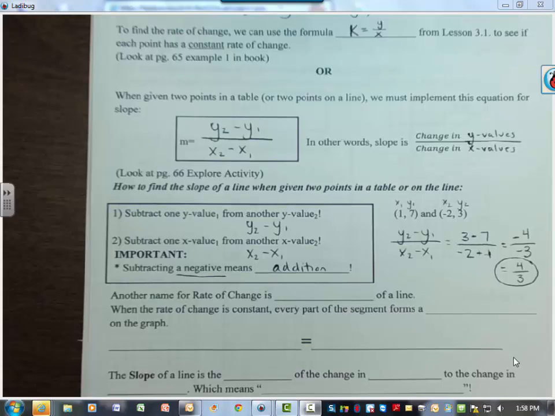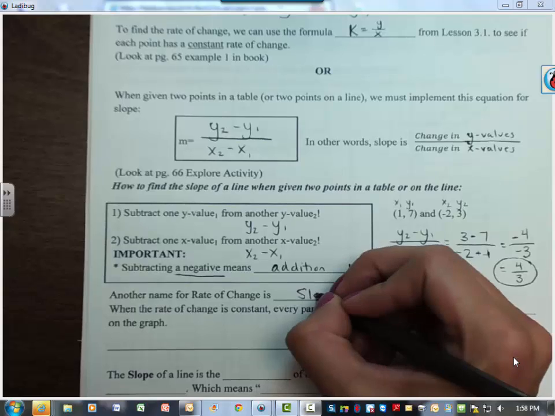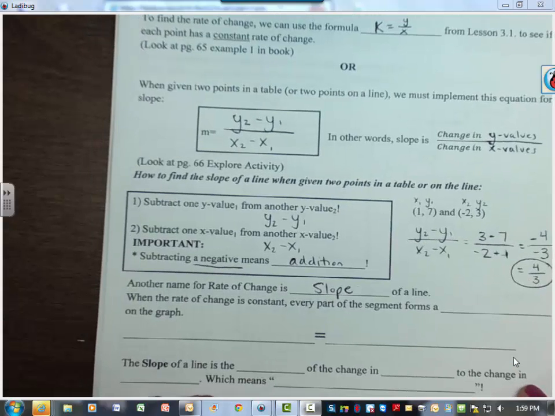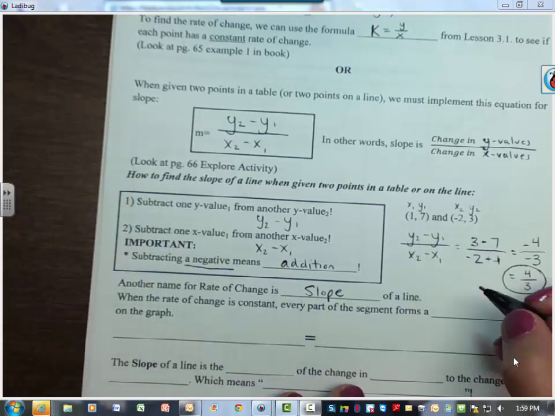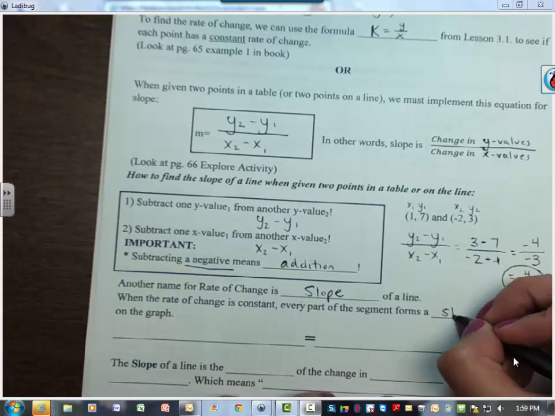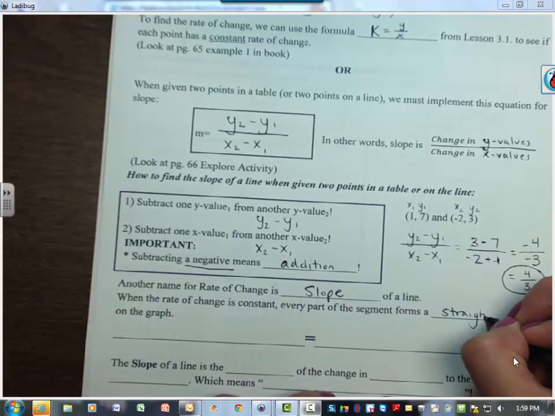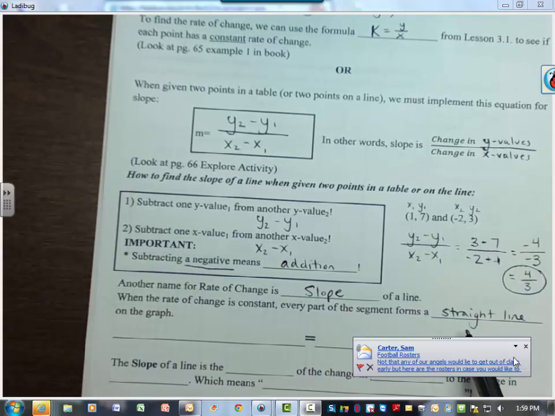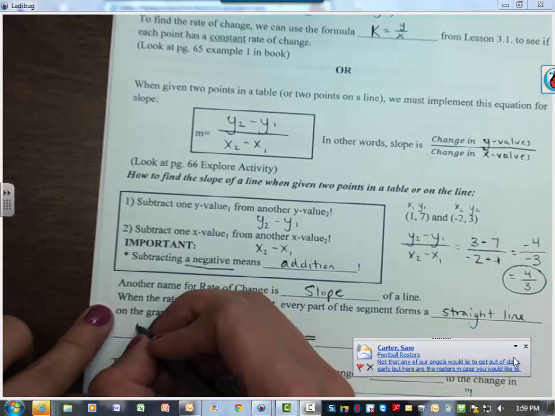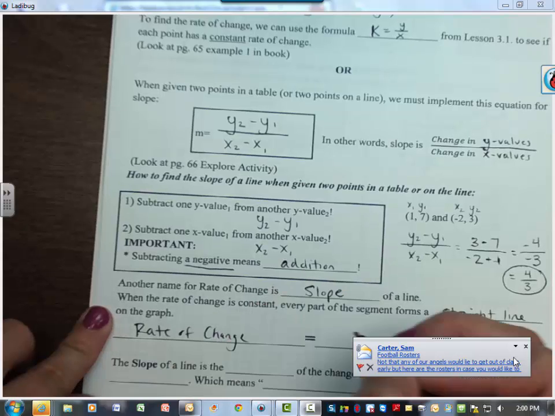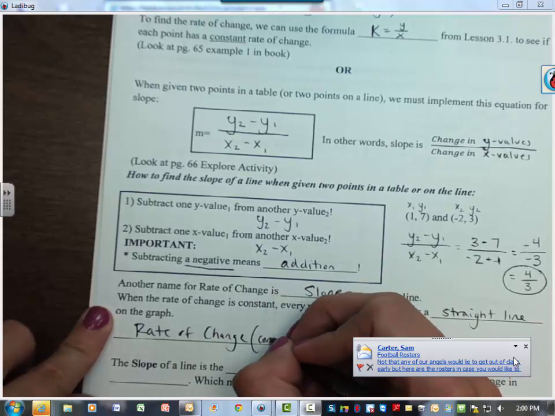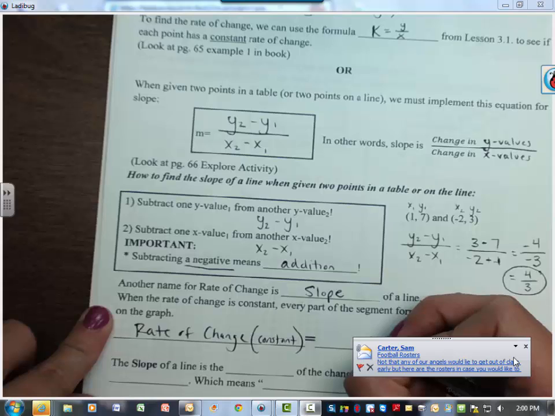So another name for rate of change is actually going to be the slope of a line. And it sounds just like a mountain, a slope. We're either going up or we're going down the slope. When the rate of change is constant, every part of the segment is going to form that straight line. Vertical, it's going to be a straight line. So just know that the rate of change, when it's constant, is the same thing as a slope.